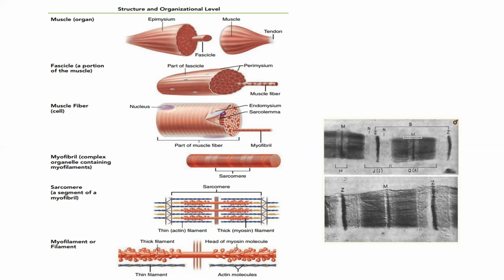Myofibrils, a group of myofibrils wrapped around with the sarcolemma. Sarcolemma is the cell membrane for the muscle cell. And now you wrap again with the endomysium. This structure is called muscle cell fiber, which is equivalent to a cell, because it has got the cytoplasm equivalent, which is called sarcoplasm.